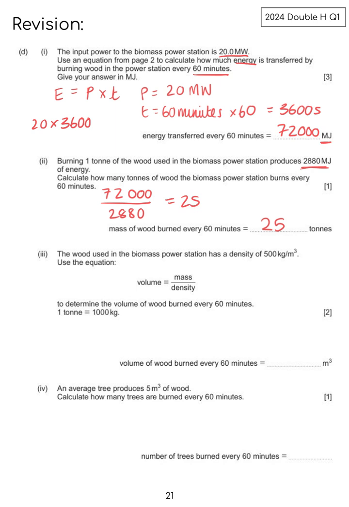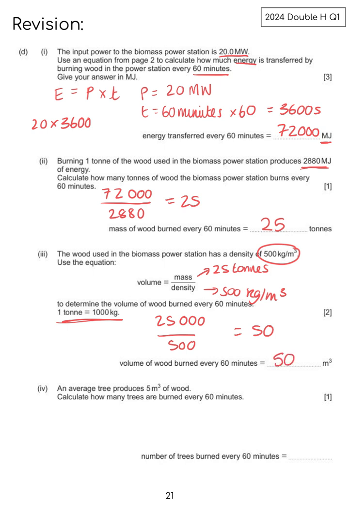We've got 25 tonnes, so I'm going to put that for our mass. And for the density, it's 500 kilograms per metre cubed. There's a clue here though that we're not just using it in tonnes, we want it in kilograms instead. So 1 tonne is 1,000 kilograms. So we've got 25,000. So I've times 25 by 1,000. We've got 25,000 kilograms, and we're going to divide it by 500, and that gives us a volume of 50 metres cubed of wood burned every 60 minutes.